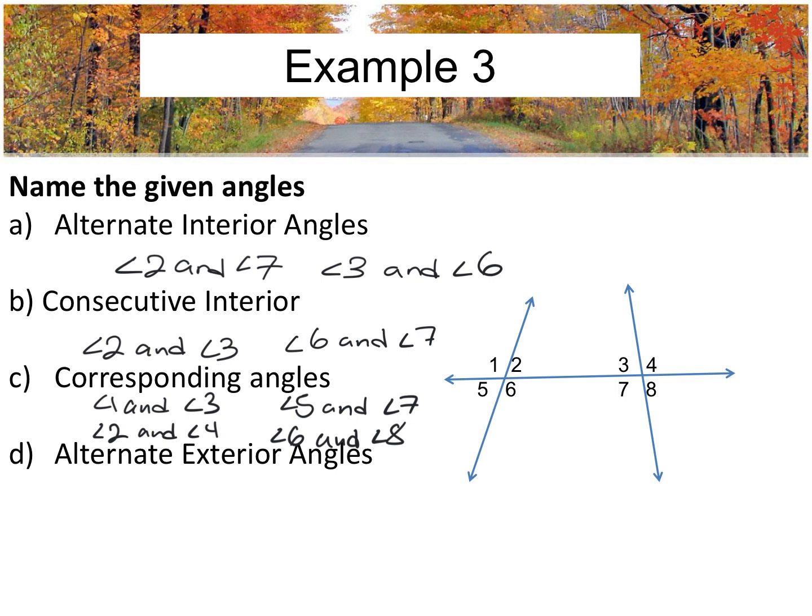Lastly, we have alternate exterior angles. Now the exterior angles, I haven't marked them. I usually just mark the interior, but let's mark them with blue. So those are the exterior. And again, they're the opposite of each other. So it's going to be angle 1 and angle 8, and lastly, angle 5 and angle 4.